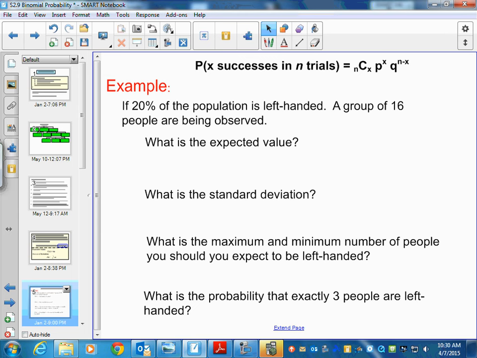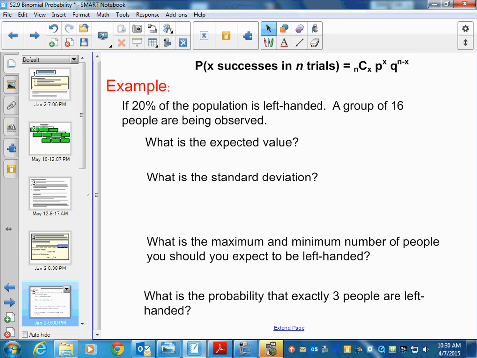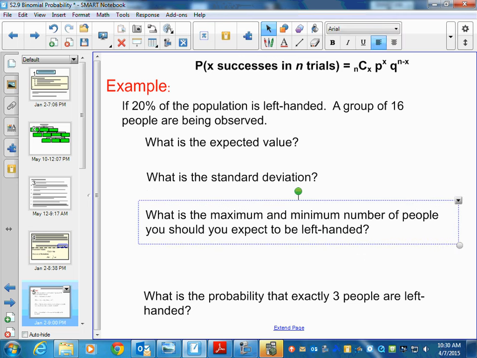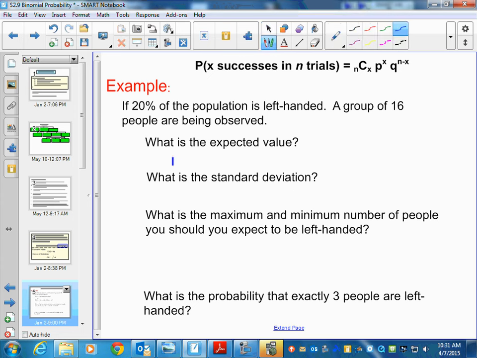So let's go back to this problem that we did yesterday. It says 20% of the population is left-handed, and a group of 16 people are being observed, and it wants to know the expected value. So remember, for expected value, this is a review, we take the number of trials times the probability of success. In that case, we had 16 trials. The probability of a success in this case is being left-handed.